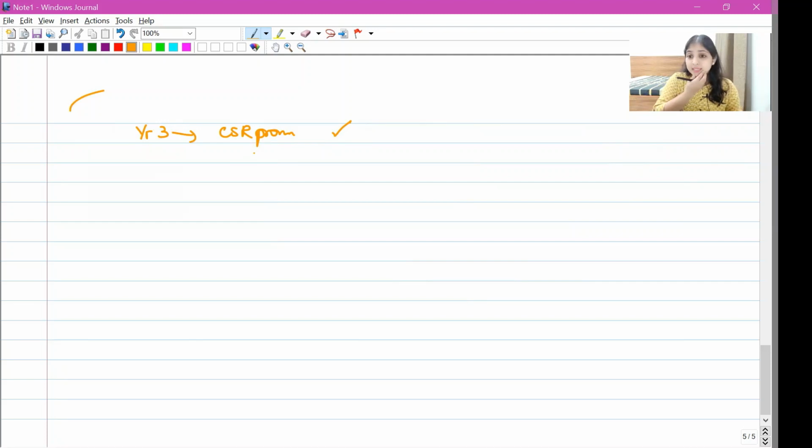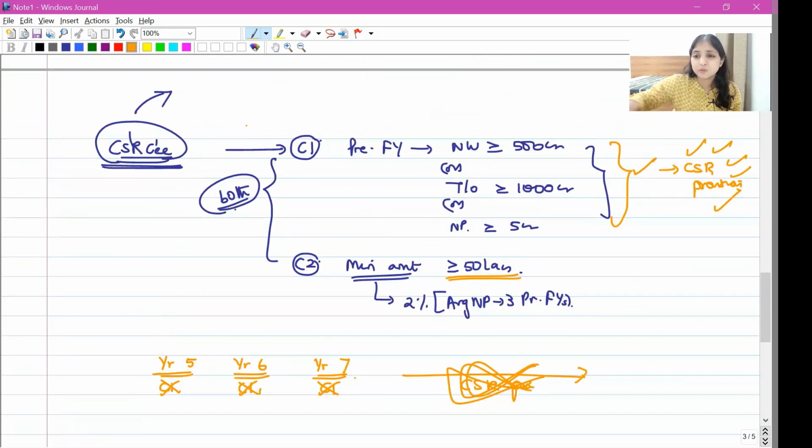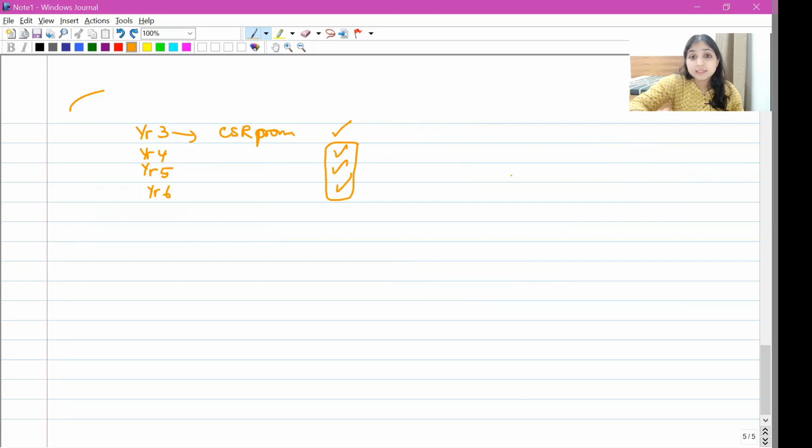That is why in year 3, CSR provisions are applicable. Once CSR provisions are applicable, for the next 3 years, whether those conditions are fulfilled or not, they will automatically be applicable. If 3 years continuously none of those provisions are fulfilled, which provisions? Net worth, turnover, net profit is what I'm talking about. 3 years continuously, if those provisions are not fulfilled, only then you need not follow CSR provisions.